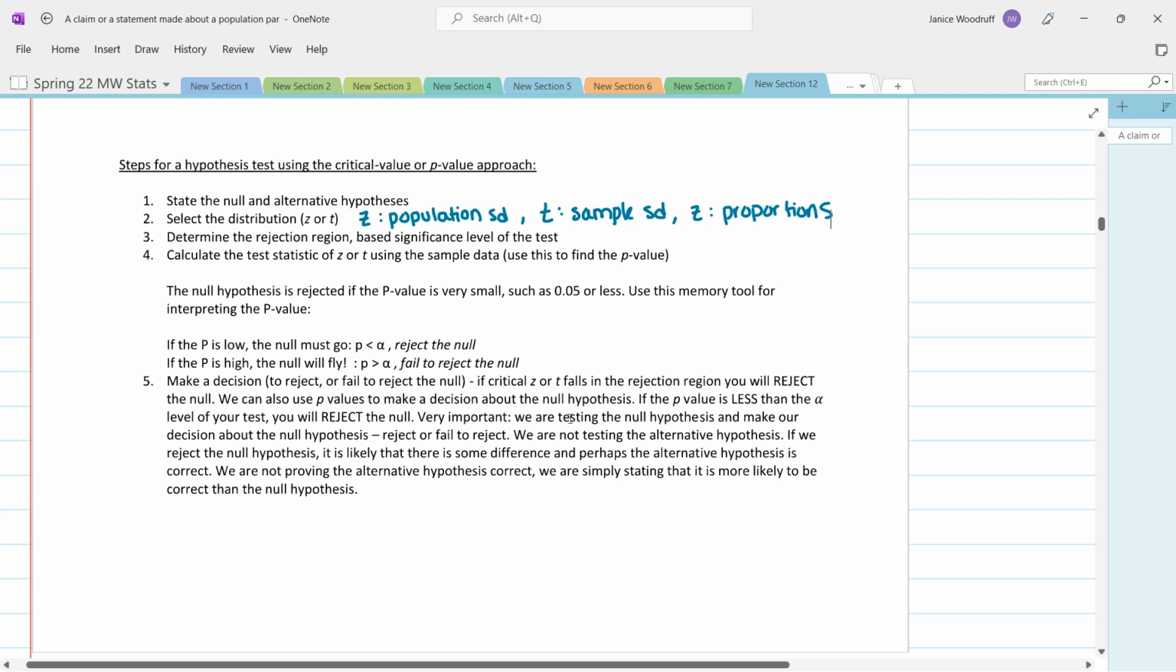We're not testing the alternative hypothesis. If we reject the null, it is likely there is some difference, and perhaps the alternative hypothesis is correct. We are not proving the alternative hypothesis. We're simply stating it's more likely to be correct than the null. That's why we say fail to reject the null. We don't actually say anything about the alternative hypothesis.